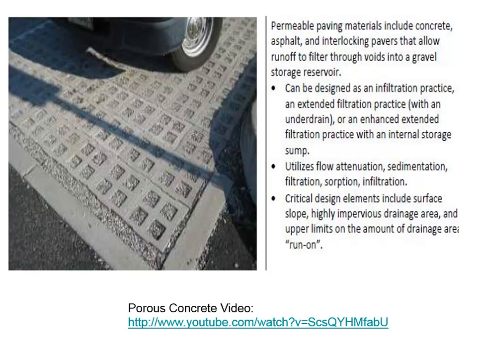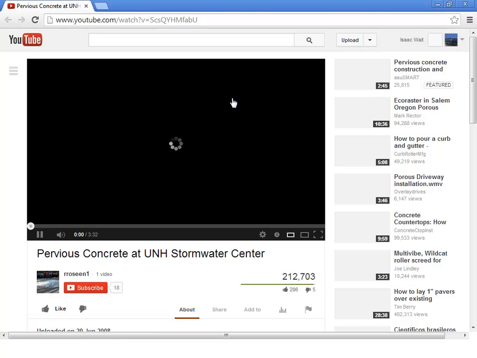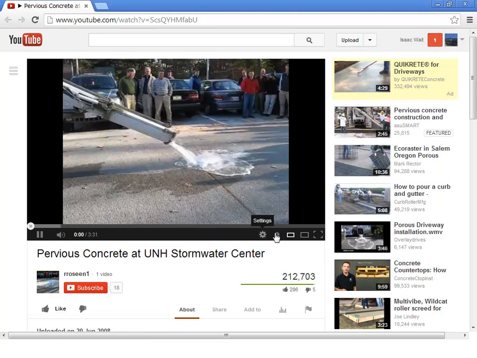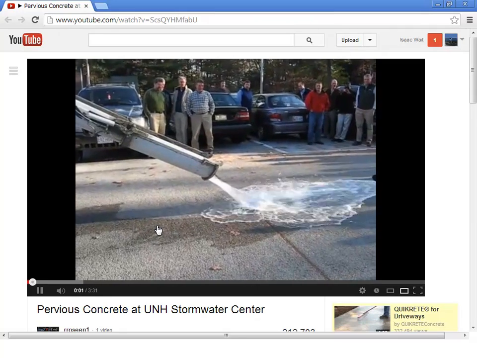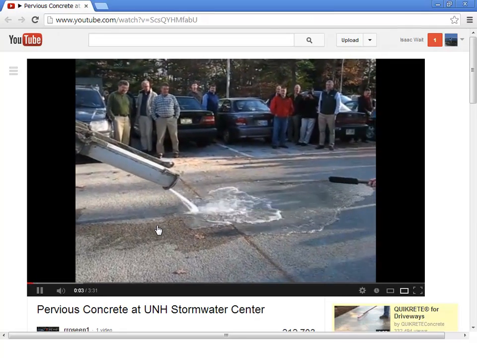Sometimes parking lots will incorporate pavers or gravel sections that are pervious and allow water to infiltrate, rather than being completely impervious and causing 100% runoff. And there's a video I'll show you that illustrates that effect. This is at the University of New Hampshire.